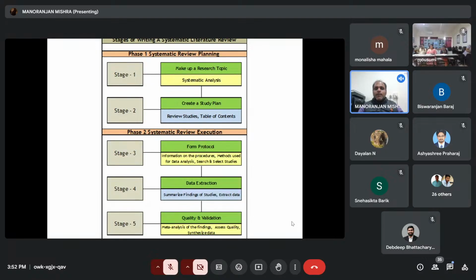Then stage three, from the protocol, you have to develop some protocol information and the procedure method used for data analysis. Because if you are doing an SLR in any field, you have to register yourself. Because a number of people are doing SLRs simultaneously in other parts of the world, so as not to be replicated, you have to register. There are a number of platforms for the registration of SLRs. Stage 4, data extraction, that is summarizing findings of the study, extract data. Then stage 5, quality and validation, meta-analysis of findings. You can go for a number of things.